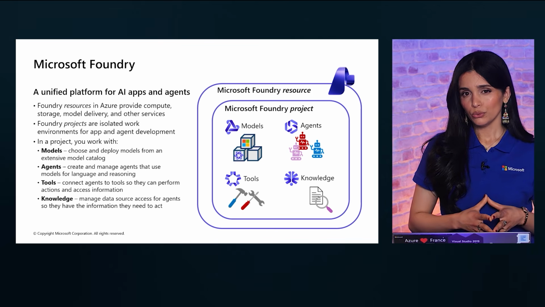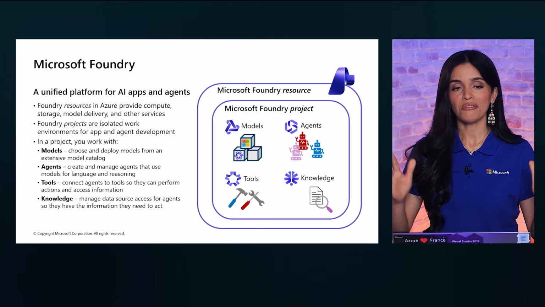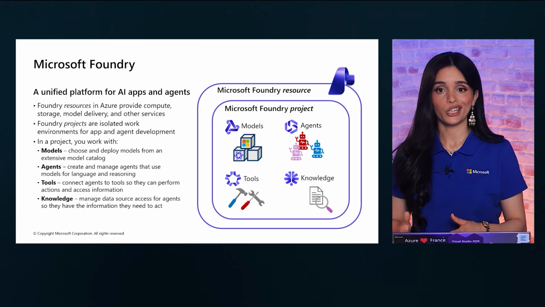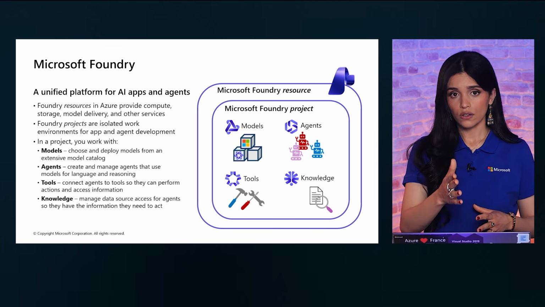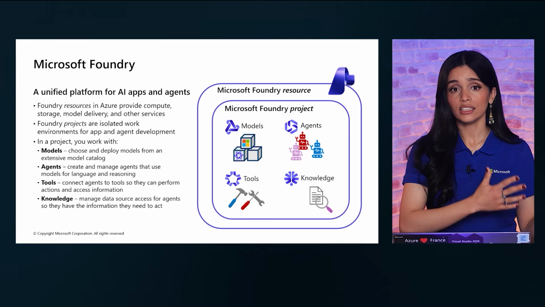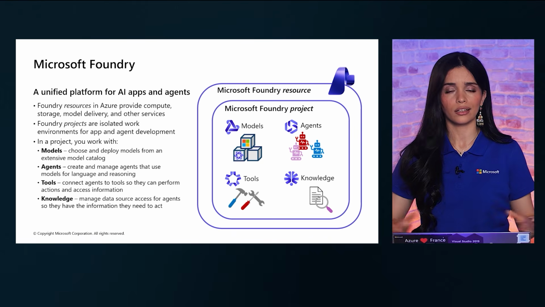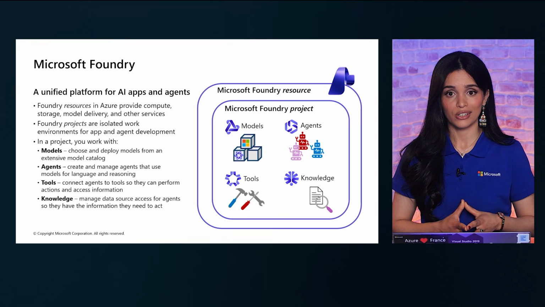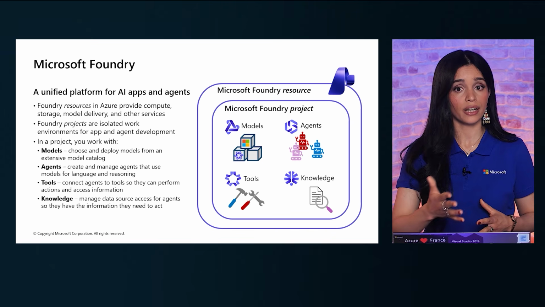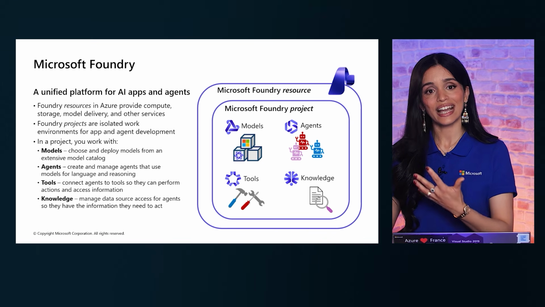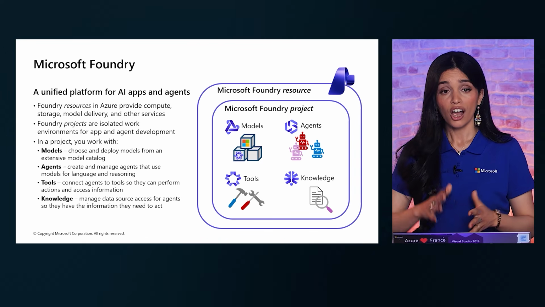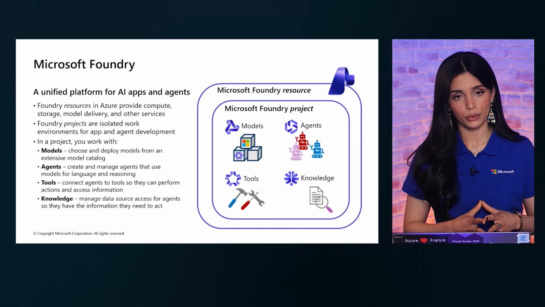Now let's look at what you work with inside a project, using one simple example. So imagine with me we are building an AI assistant for employees to answer HR questions. First, the models that provide intelligence. In Foundry, you choose and deploy models from a large model catalog without managing infrastructure yourself. So for our HR assistant, the model understands language, interprets questions, and also generates responses. You don't train neural networks manually. Foundry handles model delivery for you.